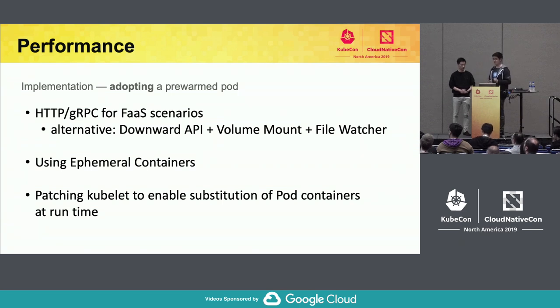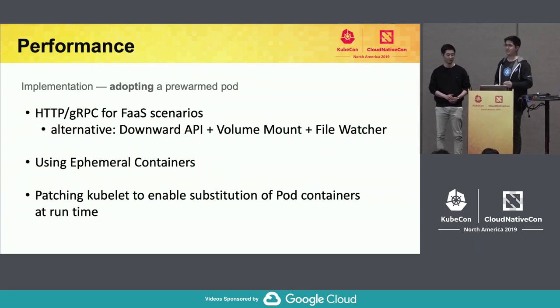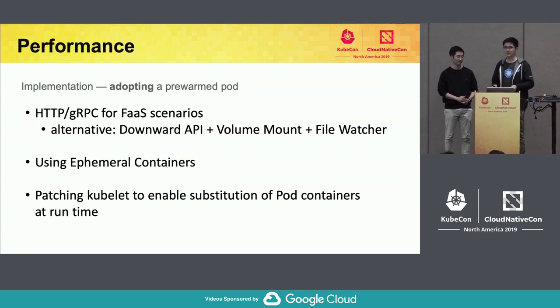And after it's done downloading the code, it will execute the code. So when the controller wants to inject, for example, a jar file into a running container, it can just send an HTTP request or send a gRPC request to the code loader to inform the code loader about the URL of the user code package. Then the code loader will just download the image and execute it. Then the user program will be up and running.